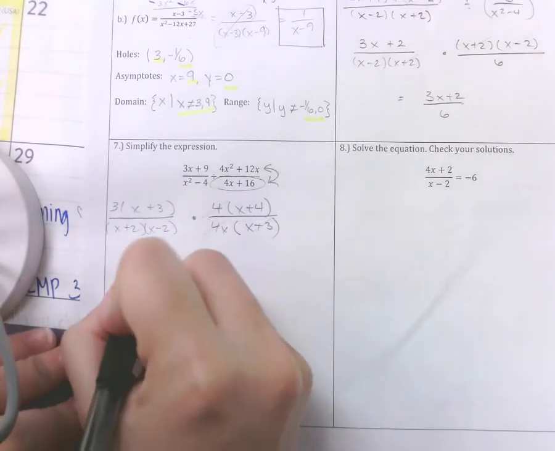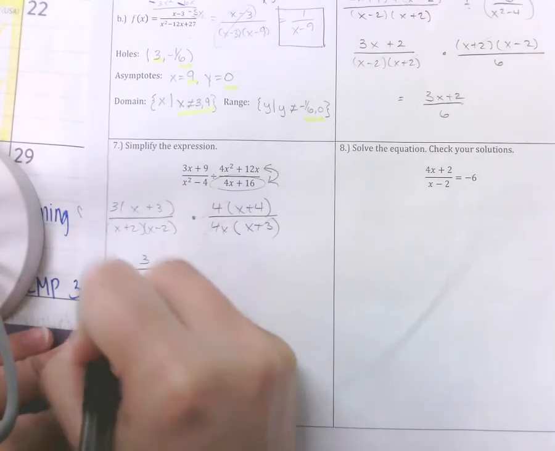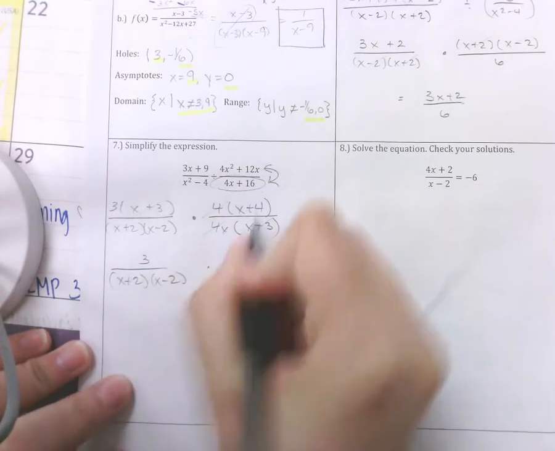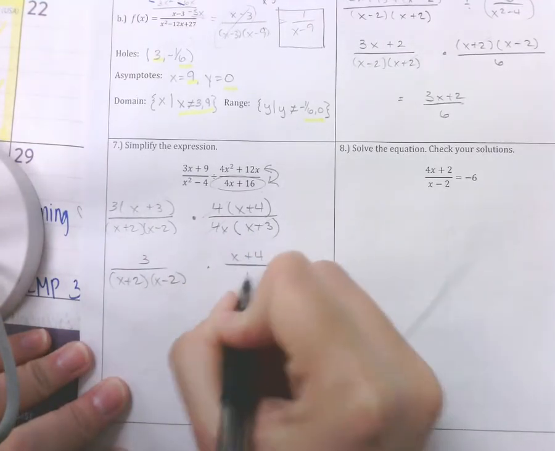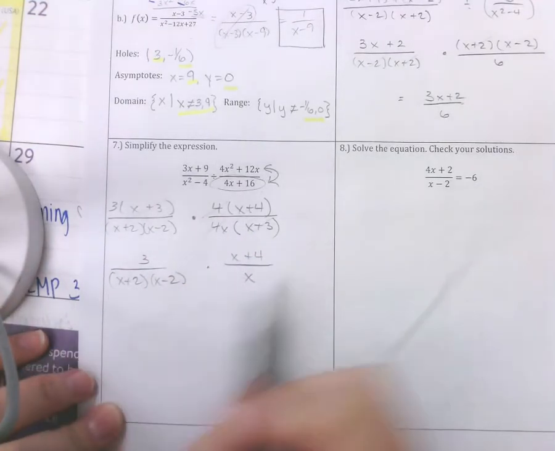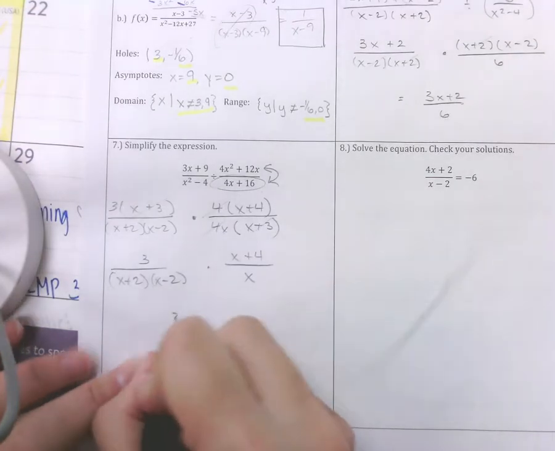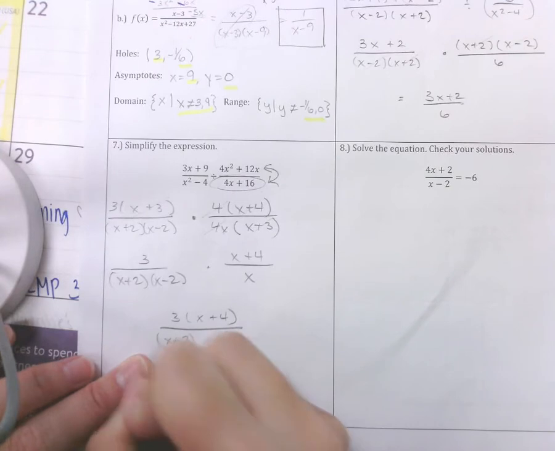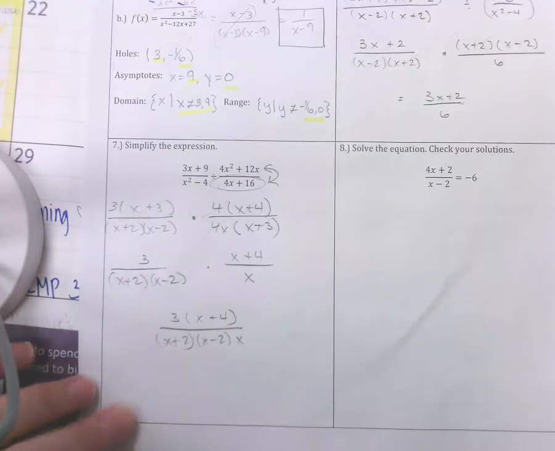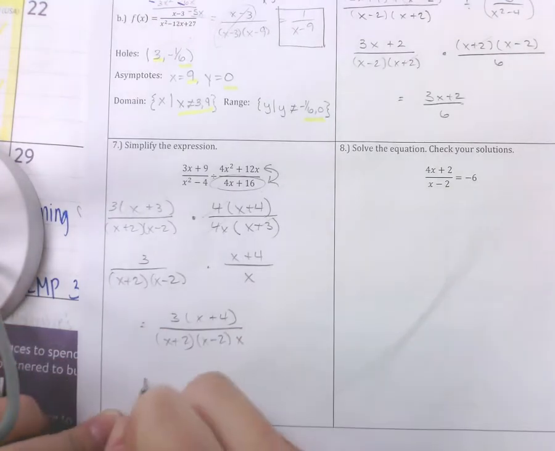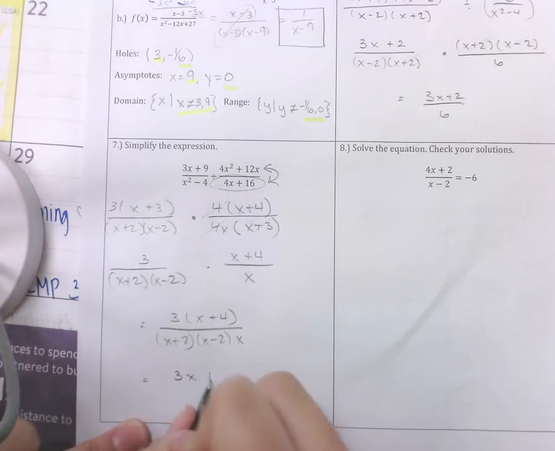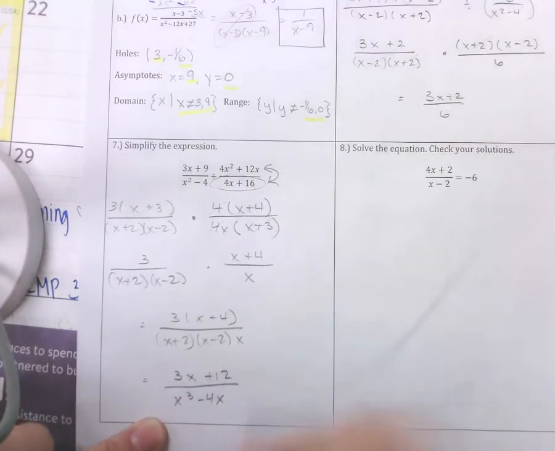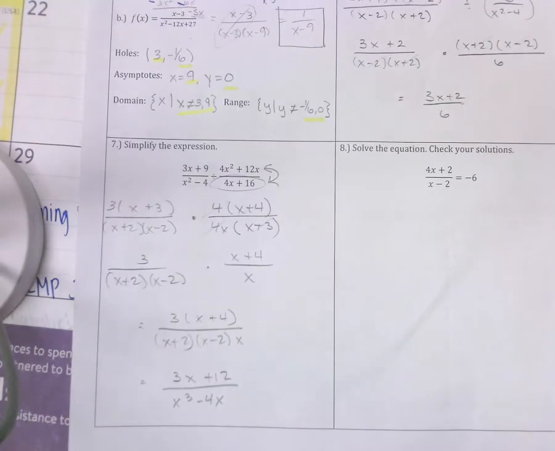So this first fraction is 3 over x plus 2, x minus 2. This second fraction is x plus 4 over x. There's still, again, nothing that cancels. So you're left with all the things just multiplied together. Which all of that simplified is going to be 3x plus 12 over x cubed minus 4x when you multiply it all out.